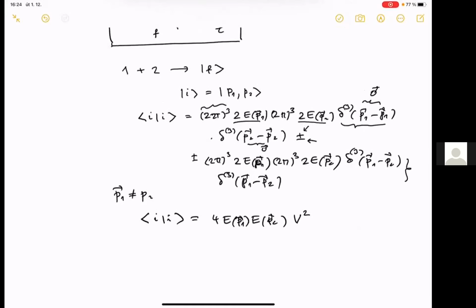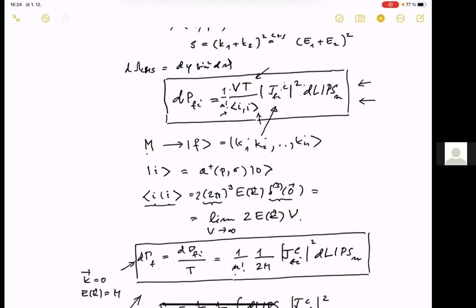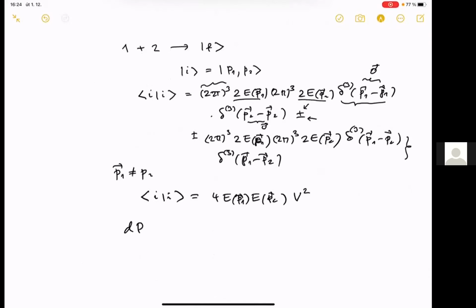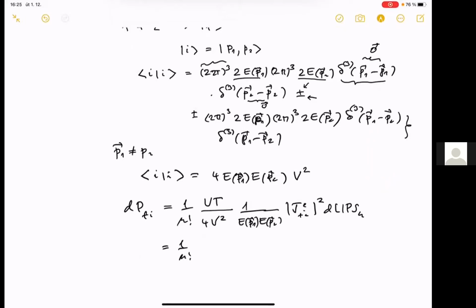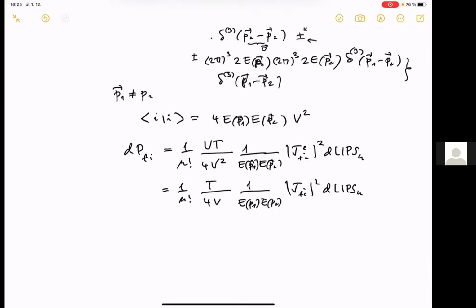We can now insert it in our master formula, and we obtain that the differential probability of this process corresponds to 1 over n factorial, which is the normalization corresponding to indistinguishable particles, times Vt over the norm, and this is now 1 over 4 V squared times the energy of particle 1 and the energy of particle 2, times |T_FI| squared times the Lorentz invariant phase space. Okay, this is our formula. We can see that we can cancel this V. Fine. So let us keep in mind this formula.